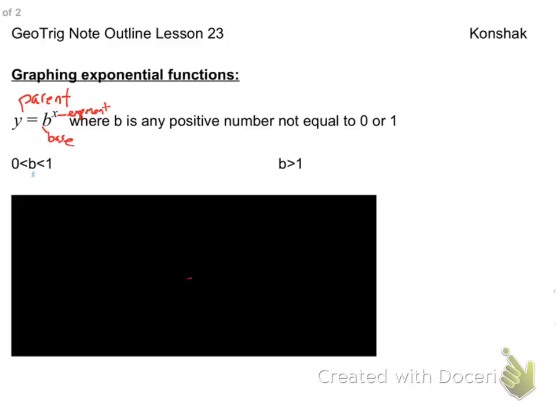And it can't be 0, because 0 to any power is 0. And if b was 1, well, 1 to any power is 1. So that wouldn't change. The graph would always be the same. So that would not be exponential growth or decay. And so we limit ourselves to those positive numbers other than 1. And we have two different choices.